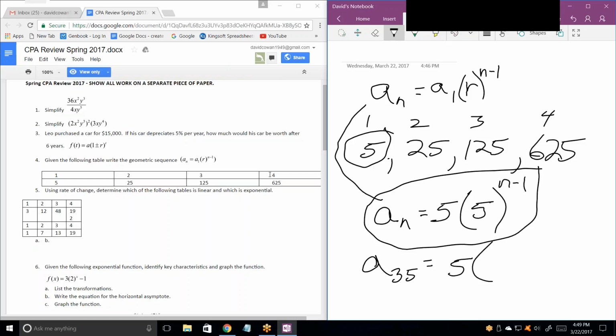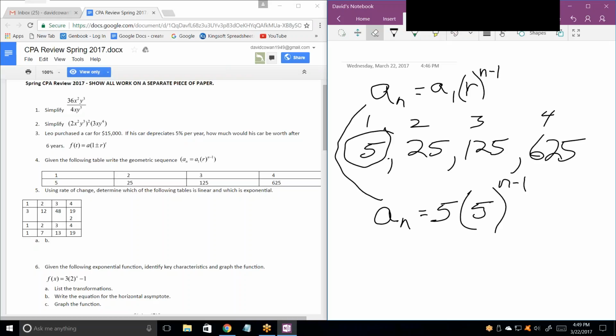It's 5 times 5 to the 34th power. You can put that in your calculator and come up with it in about 10 seconds. I don't want you to do that. They don't ask for any more than this equation. I was just extending the concept a little bit.